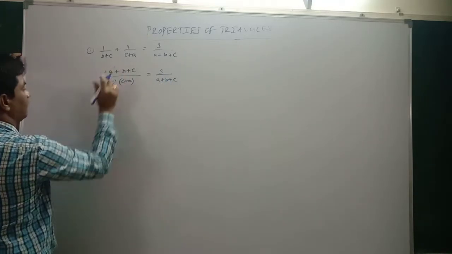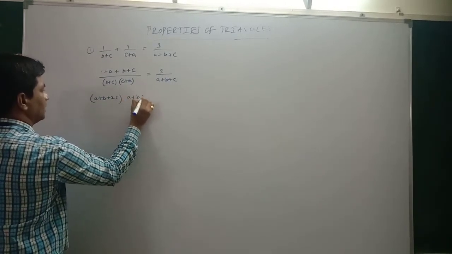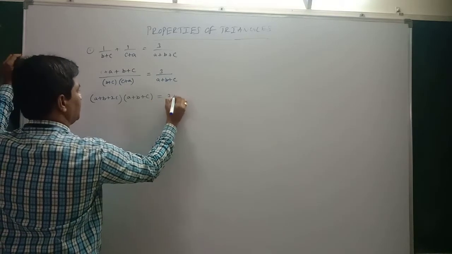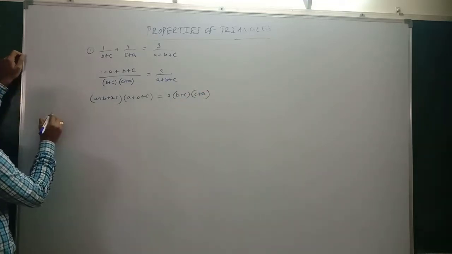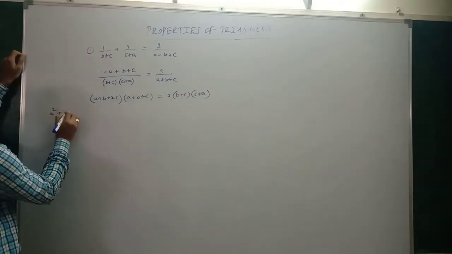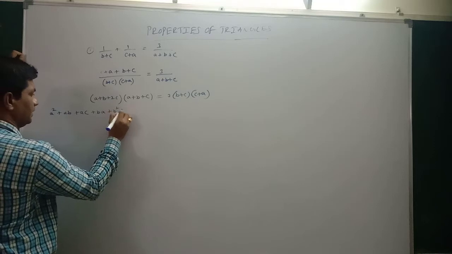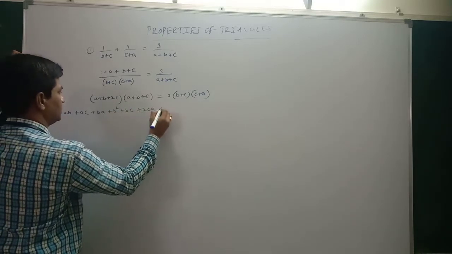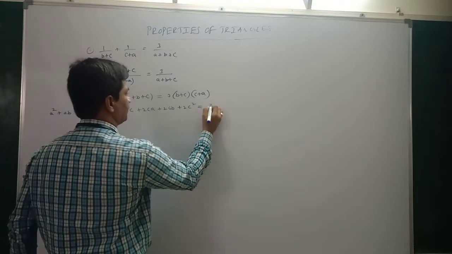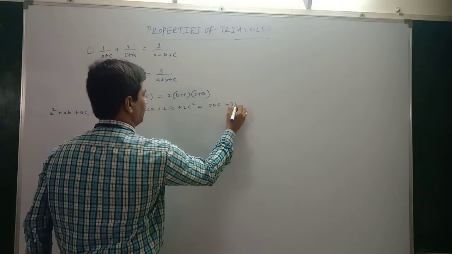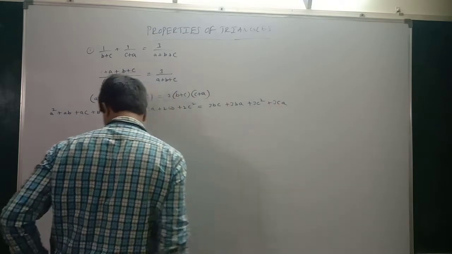Take cross multiplication. What is this value? This is A plus B plus 2C into A plus B plus C is equal to 3 into B plus C into C plus A. Simplify this. This is A square plus AB plus AC plus BA plus B square plus BC plus 2CA plus 2CB plus 2C square is equal to how much? This is 3BC plus 3BA plus 3C square plus 3CA.